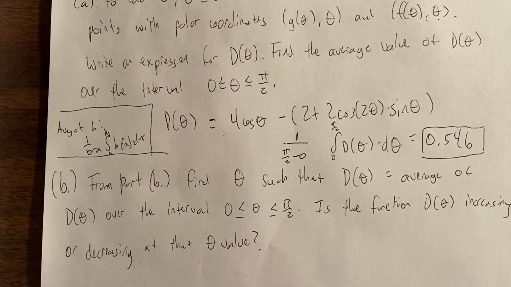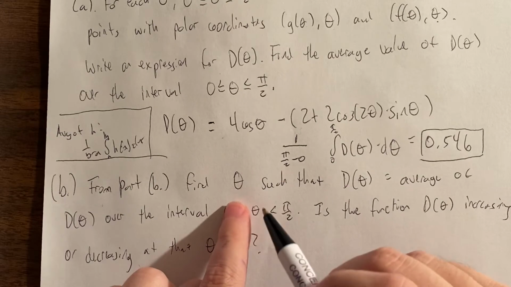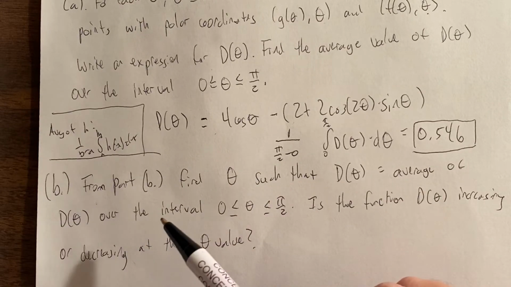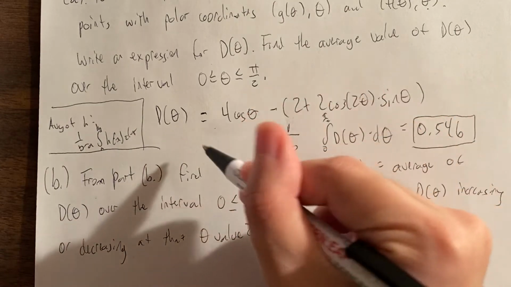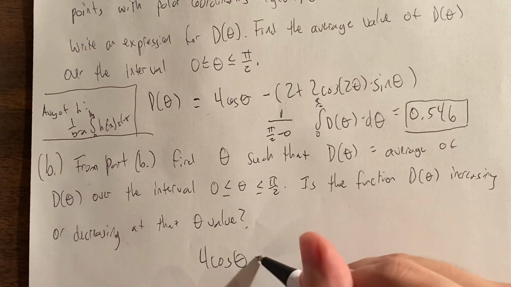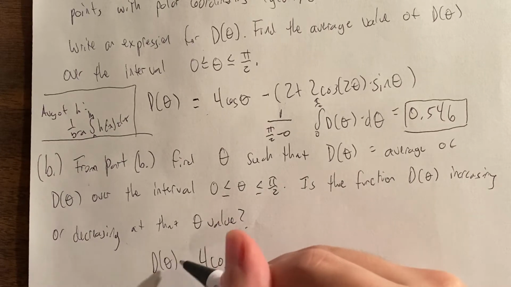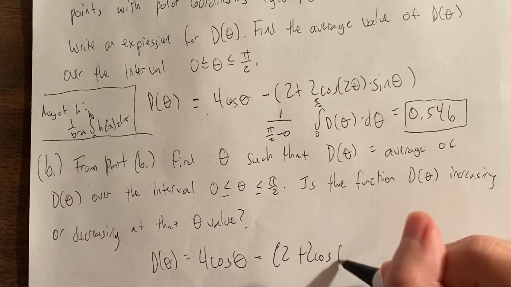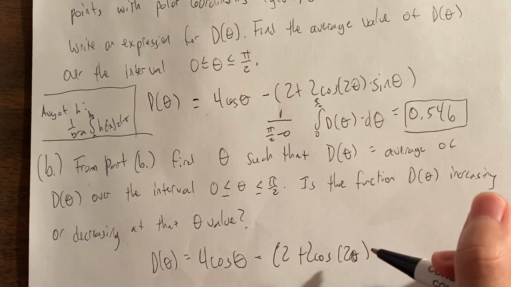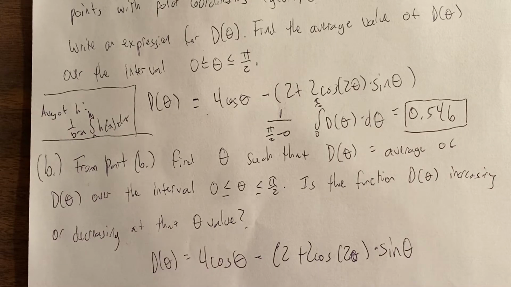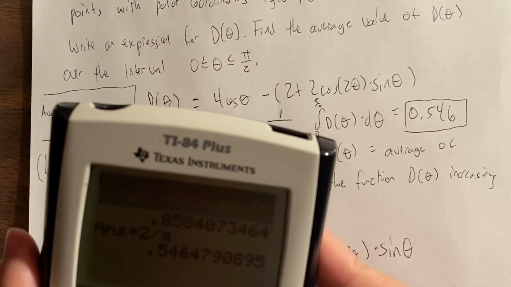So now it's going to ask me another strange question. What we need to do is find the angle such that d theta equals the average of d theta over the interval. So what we're going to do is take this guy right here, 4 cosine of theta minus, so this is d theta again, minus 2 plus 2 cosine of 2 theta times sine of theta. Hopefully I typed that in right. Let me make sure.